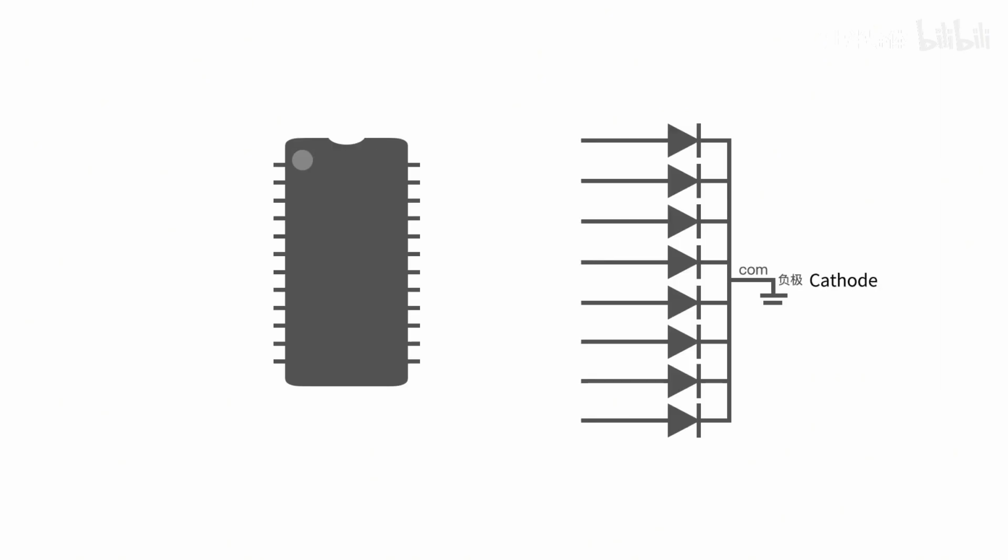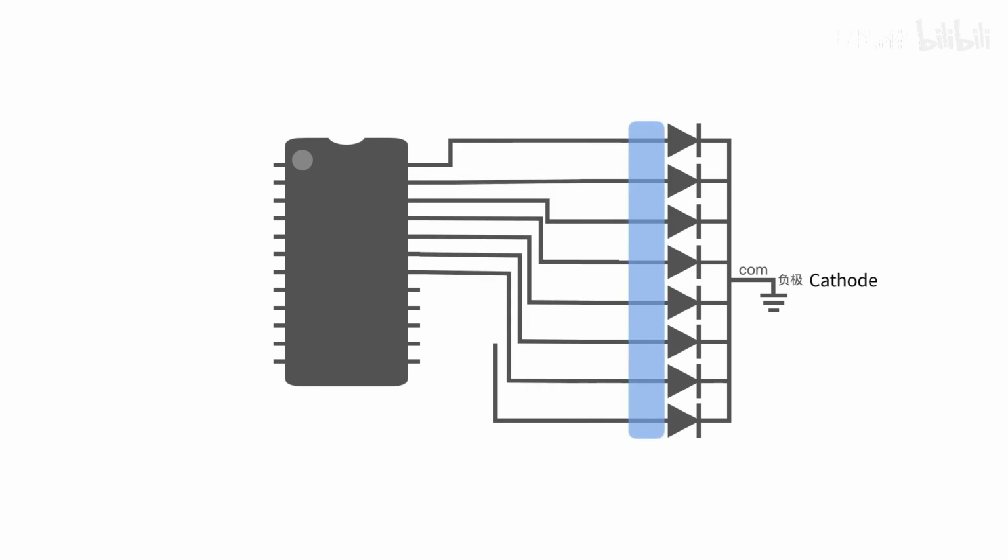So, how to control this 7-segment display? It's very simple. Just ground the COM terminal. Then connect these pins to the microcontroller. If you want a certain segment to be bright, give it a high level. If you don't want it to light up, set it to low voltage. It is no different from controlling LED lights.